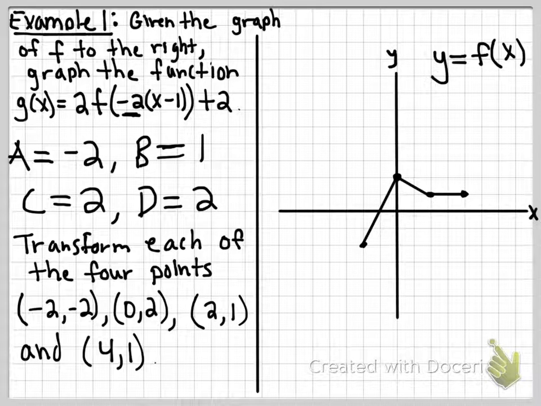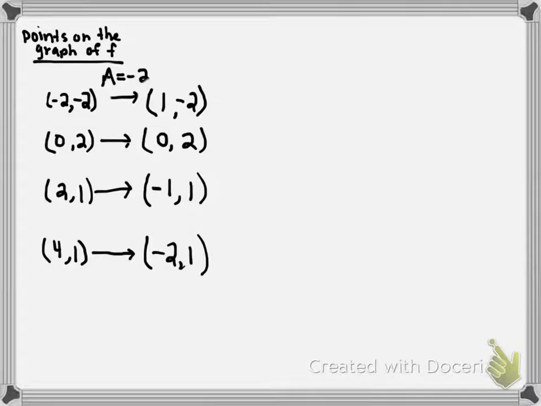And then using these values of capital A, capital B, capital C, and capital D, we're going to transform each of these 4 points that make up the endpoints of each of the line segments in the graph of f. Okay, so what I've done now is that we've identified those 4 points that we're going to transform. This is kind of the way I like to transform points on the graph of a function.